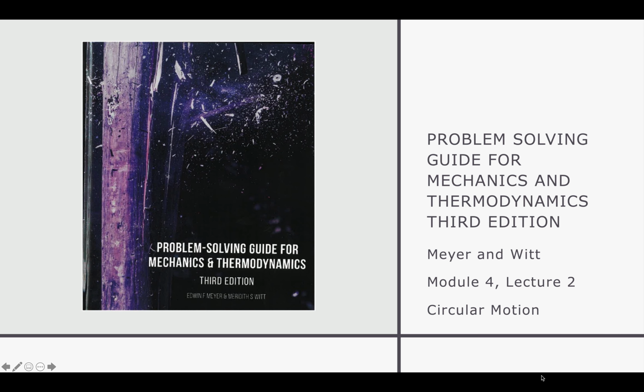This is Lecture 2 of Module 4 from the book Problem Solving Guide for Mechanics and Thermodynamics, Circular Motion. In Lecture 1 for this module, we derived the fact that a particle moving in a circle of radius r at constant speed, v, has an acceleration towards the middle of v squared over r.